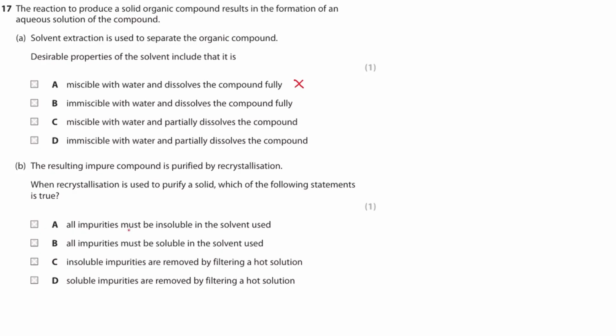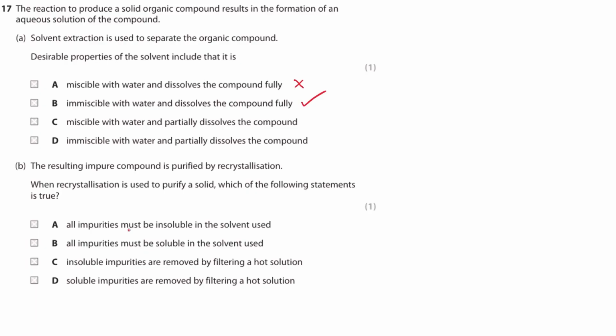Dissolves the compound fully. Yeah, that will be a good thing, because if I can dissolve my compound completely in that new solvent, then I can extract all of it. It's not going to happen technically, but if it happens, it's really good, because we expect almost all the compounds to dissolve. That's what we are expecting. So answer B is a good one.